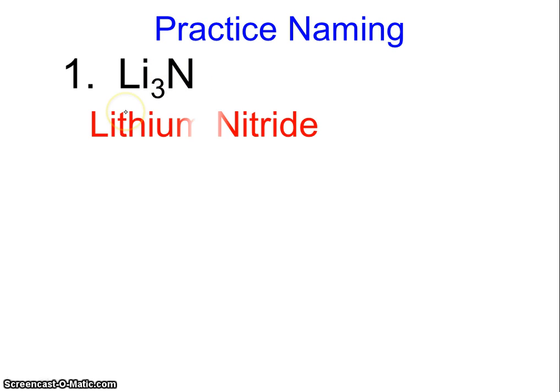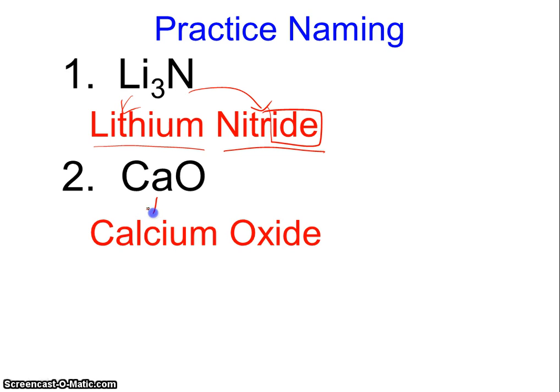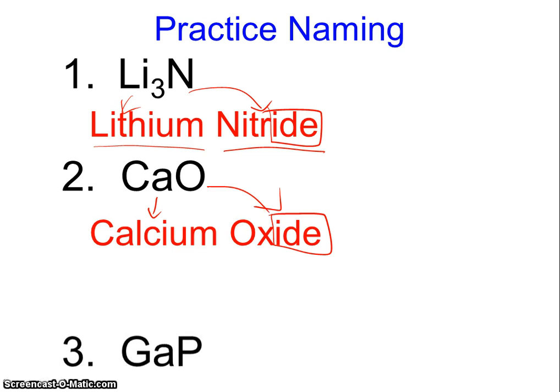Let's practice naming. I got Li3N. It is lithium nitride. Lithium comes from Li, N comes from nitrogen, and the anion name ends in "ide". So it's lithium nitride, not lithium nitrogen, for the ionic compound. CaO. Ca is calcium cation, O is oxide anion again. Ending in "ide". Calcium oxide, not calcium oxygen.